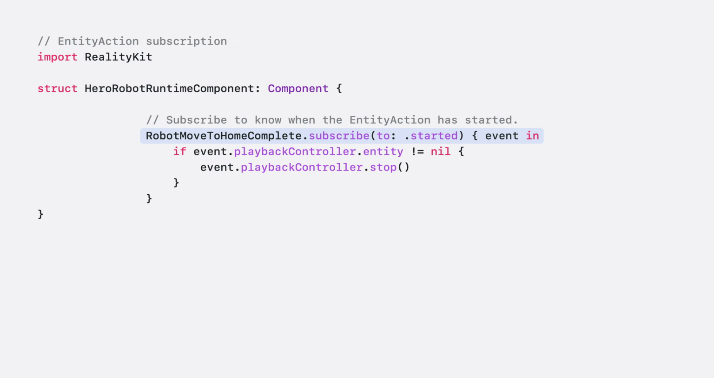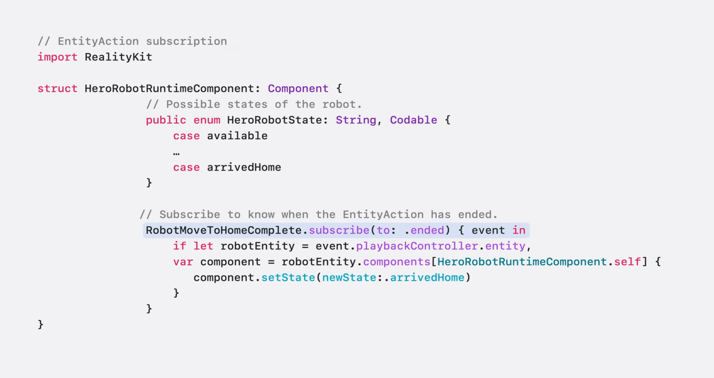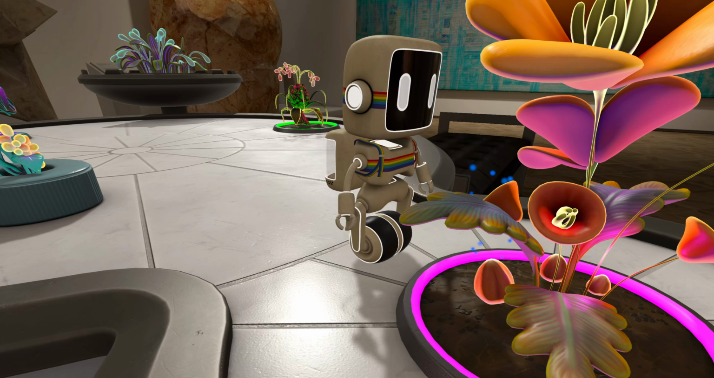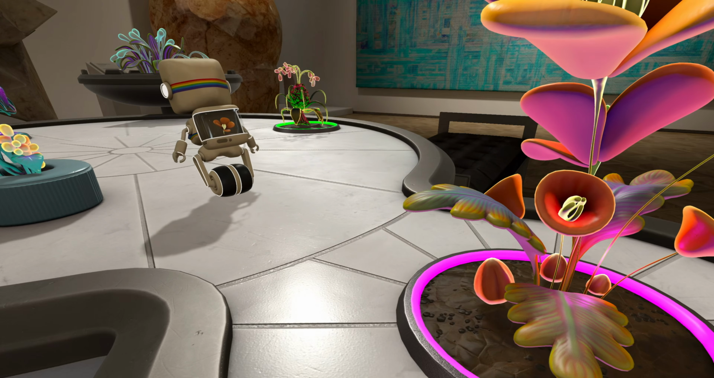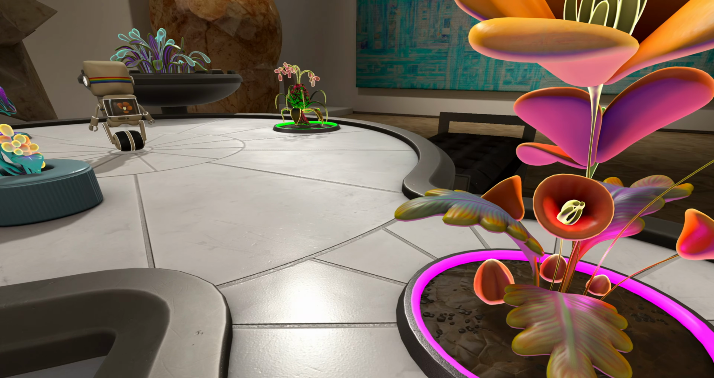I subscribe to events when the entity action has started. The subscription closure will be called when the action starts. When the start event fires, we know the robot has arrived at its home destination, so I will stop the playback controller to stop the animation. I also subscribe to events when the Robot Move to Home Complete entity action has ended. When the closure is called, I transition the robot to the arrived home state. Now, let's run this animation sequence. All right, we're on a roll now.